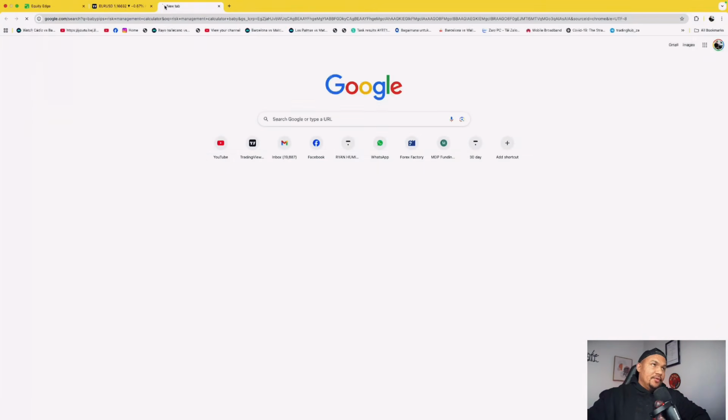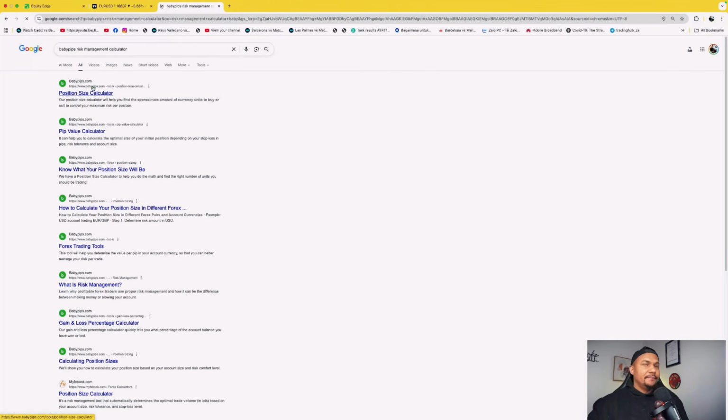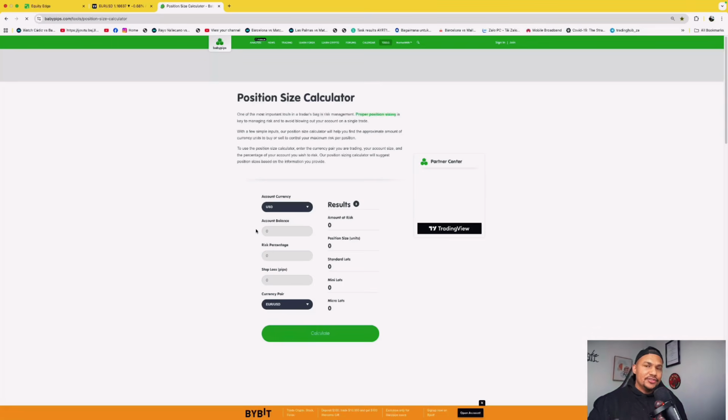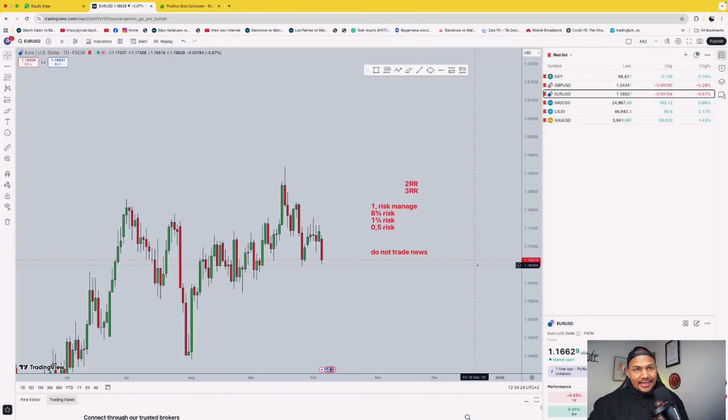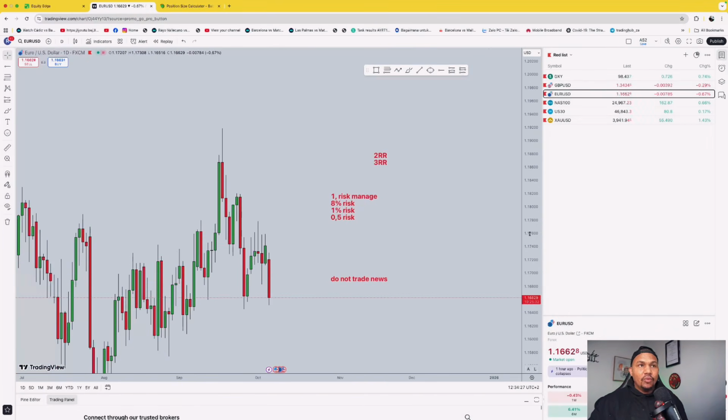Baby Pips, here we go. So you go to the Baby Pips position size calculator, and you use this calculator to calculate your risk accordingly. Now, my risk that I always go with is either 1% or 0.5%. Now, what is the difference between the two?